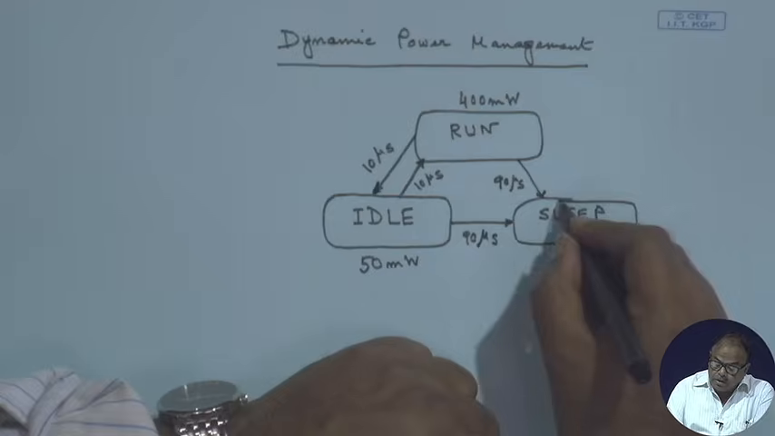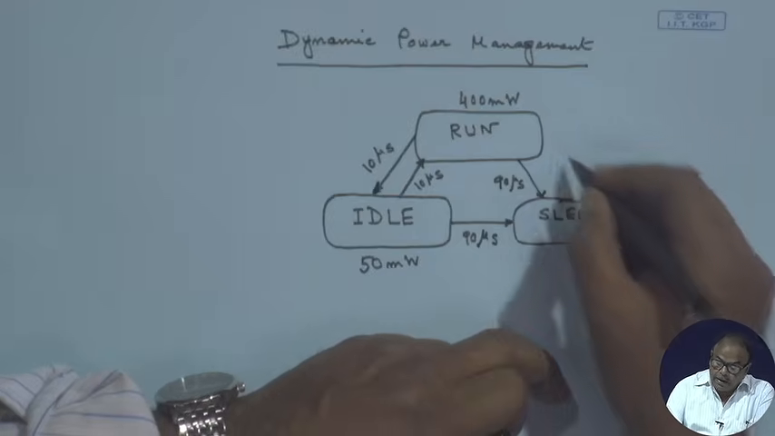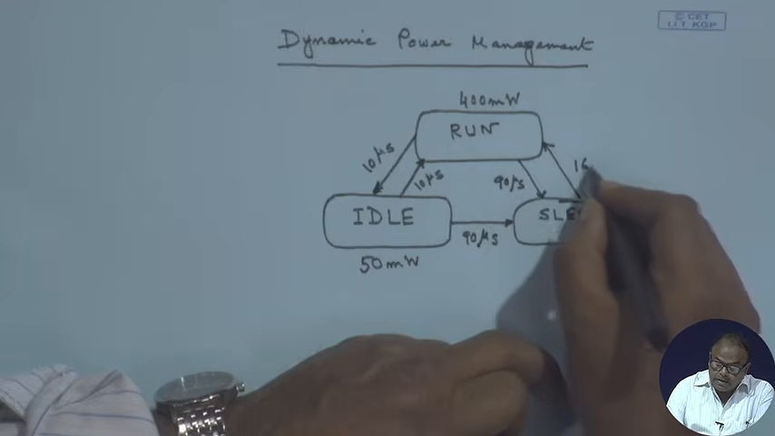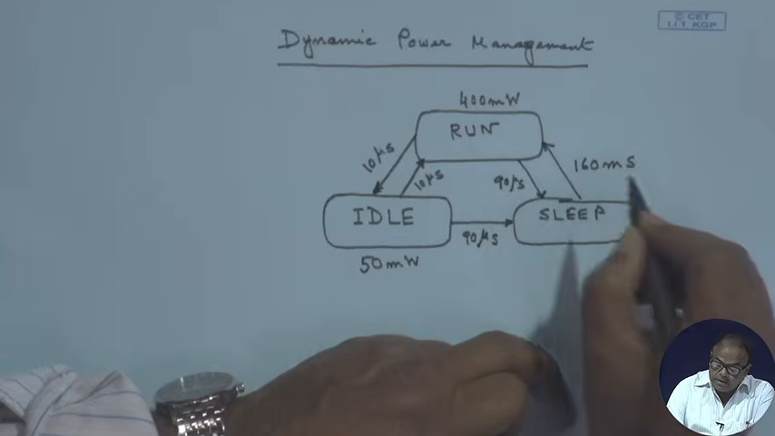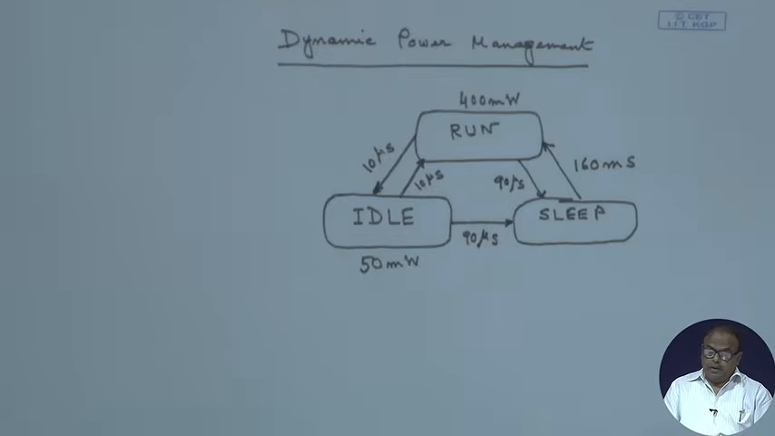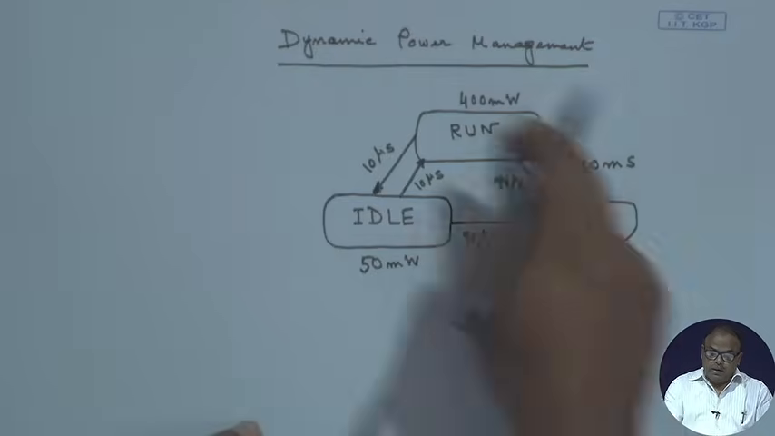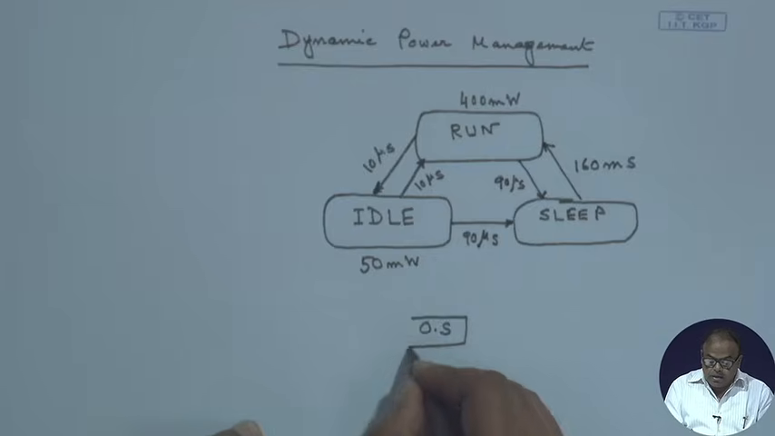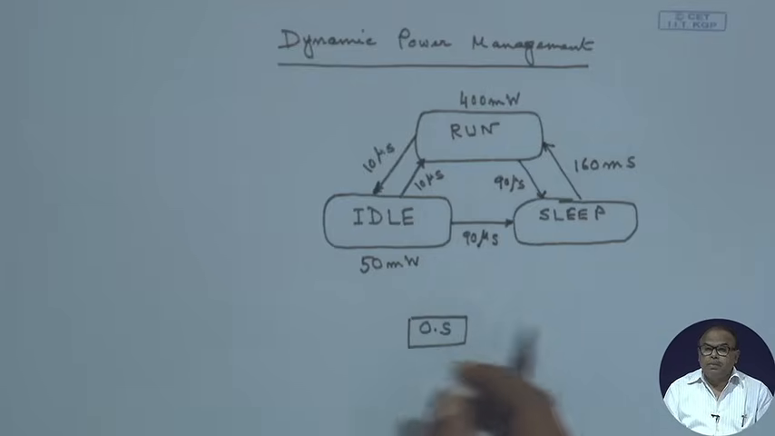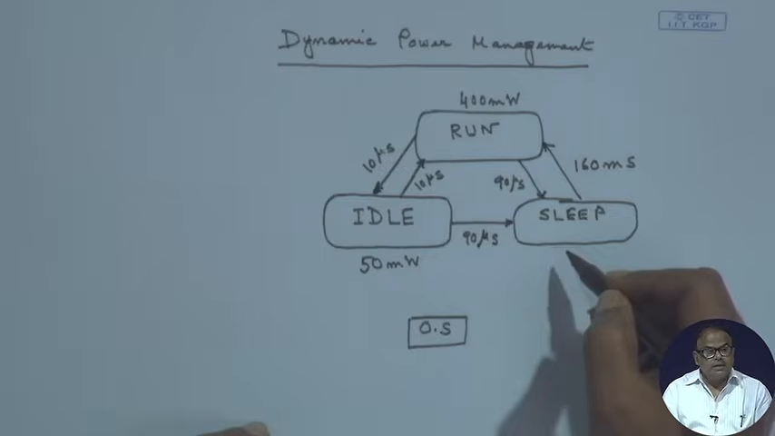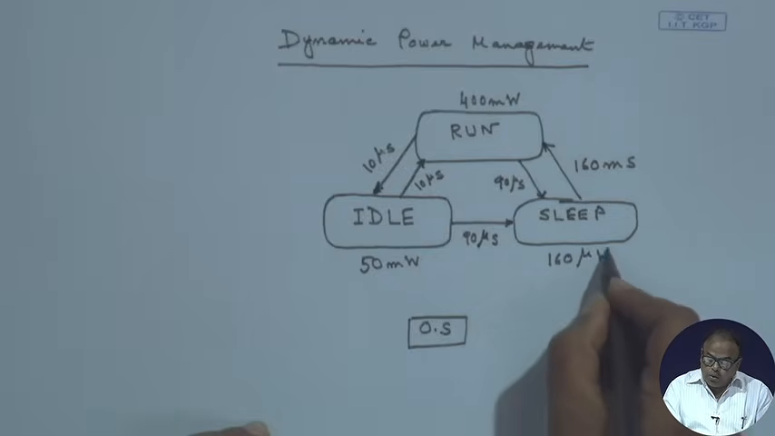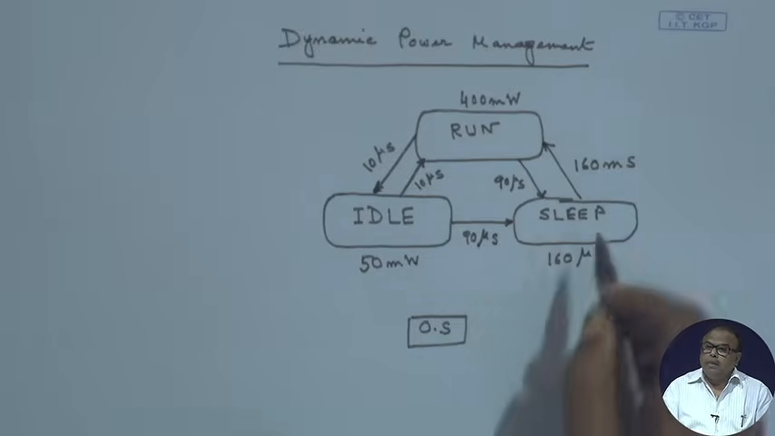Now, when from sleep I again start working, then I will have to return again to the run state, and that takes around 160 millisecond. Okay. So, typically, the operating system, depending on the task scenario, can switch between these states. I will certainly be in sleep, where I am actually consuming 160 microwatt, all right, much less.